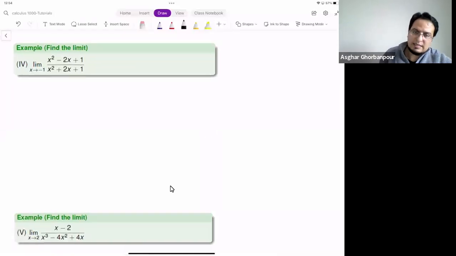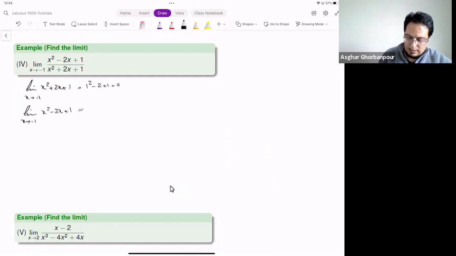Well, this example, very quick, limit of the denominator as x goes to -1 is 1 squared minus 2 plus 1, which is equal to 0. Limit of the numerator as x goes to -1 is -1 squared minus 2 times -1 plus 1, which is 1 plus 2 plus 1, which is 4. So limit of numerator is not 0, limit of the denominator is 0. So this does not exist, and it is actually an infinite limit.